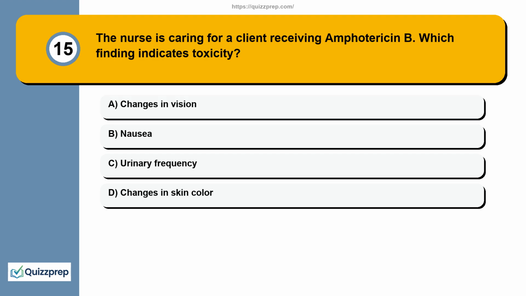Question 15. The nurse is caring for a client receiving amphotericin B. Which finding indicates toxicity? Changes in vision, nausea, urinary frequency, changes in skin color.